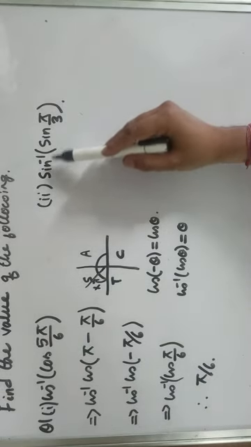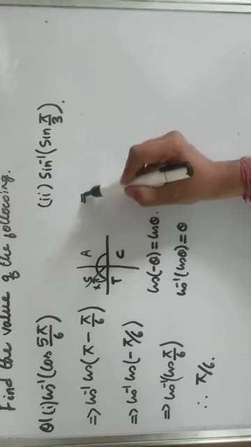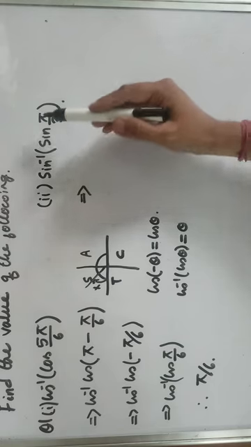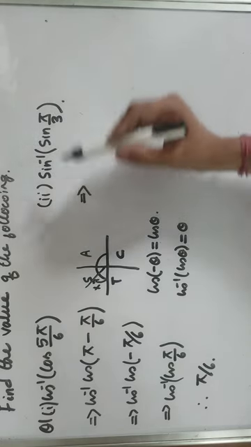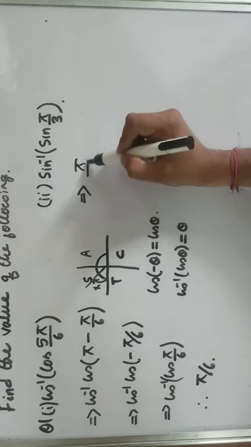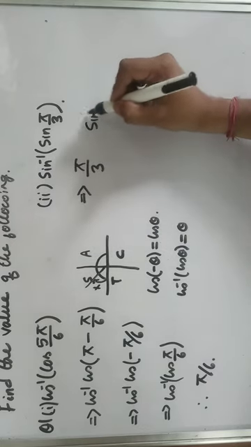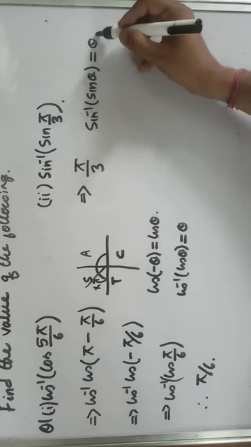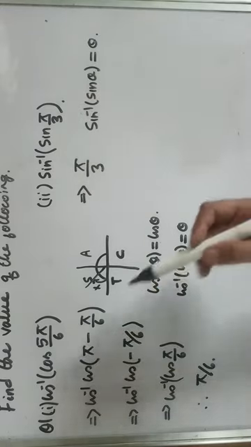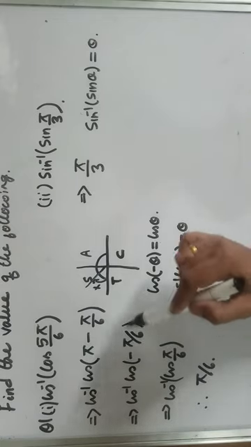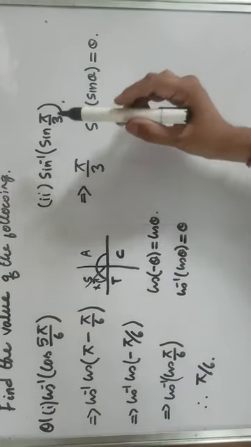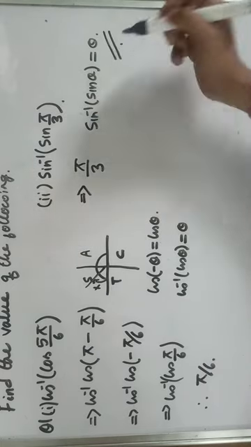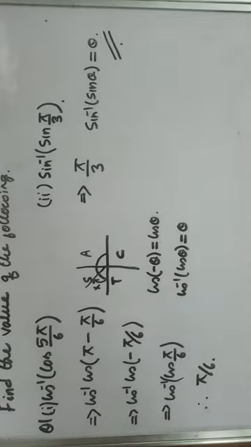Say sine inverse of sine pi by 3. Now in this case the angle pi by 3 means 60 degrees. If it is 0 to 90 degrees, we can directly use the property: sine inverse of sine pi by 3 is pi by 3. Sine inverse of sine theta is equal to theta. If it is a higher angle, then you have to use the quadrant system to simplify. Clear? If the angle is 0 to 90, then you can directly use the property. These two questions, the concepts are very important.